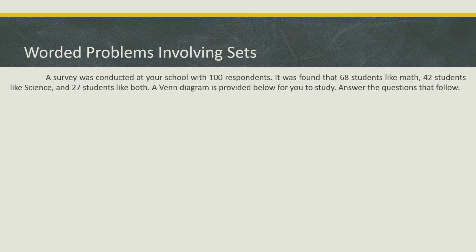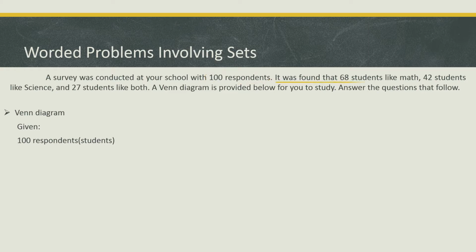So, how do we solve this? Since we have to illustrate this in a Venn diagram later, but before that, let's first write down the givens. The first given is: a survey was conducted at your school with 100 respondents, meaning you have 100 students.